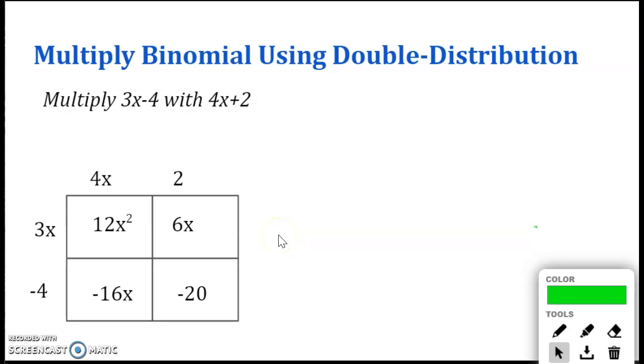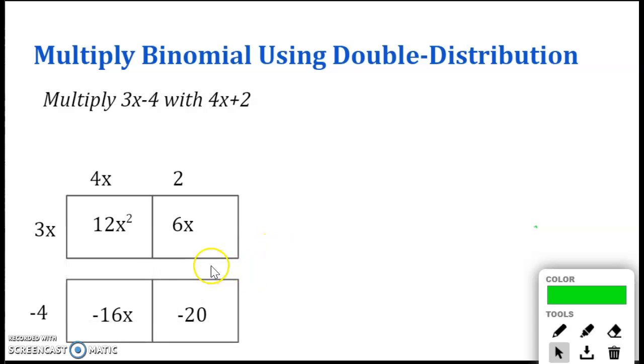with the double distribution method, what you're actually doing is as if you are just splitting those two rectangles apart. It's still the same area, but you are splitting it apart and you are multiplying 3x to 4x plus 2 first, and then to that, you're adding negative 4 times 4x plus 2. So let me show you. 3x minus 4 multiplied by 4x plus 2.